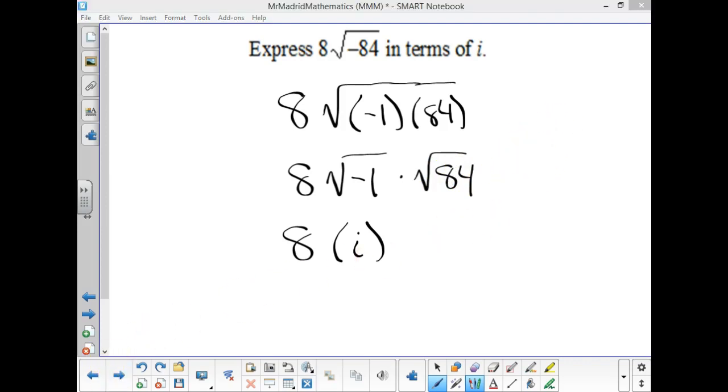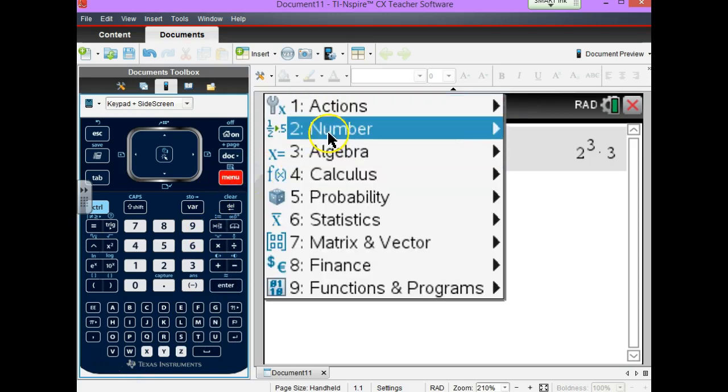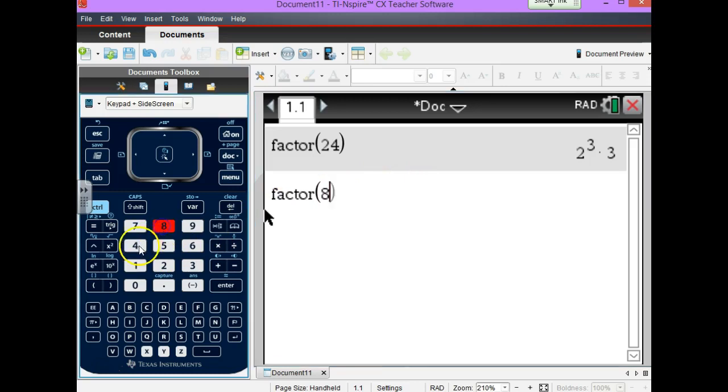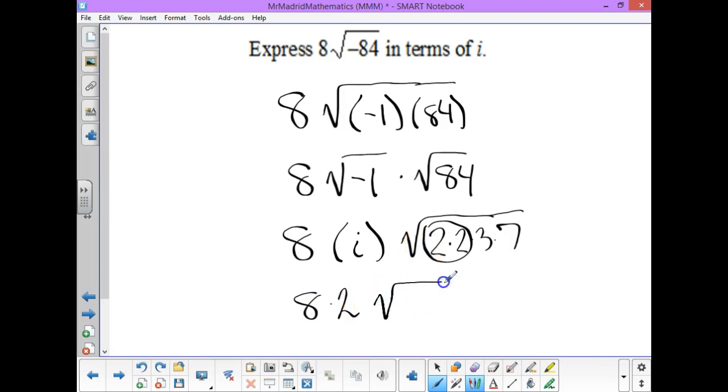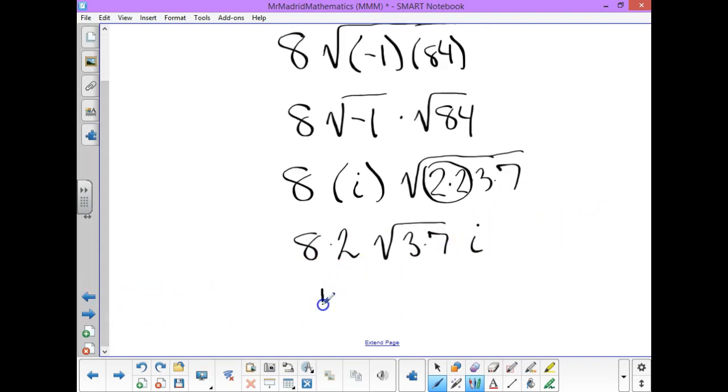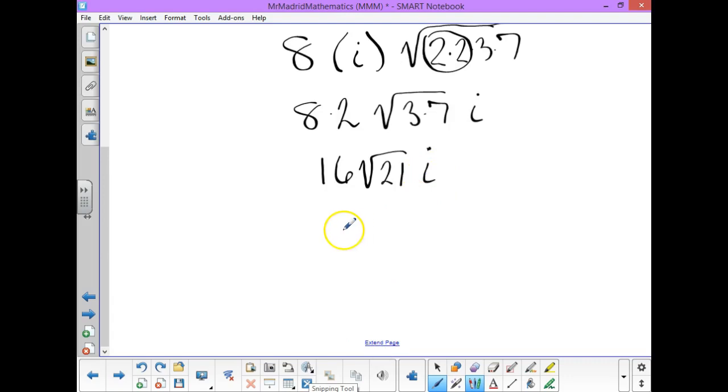Let's actually use the calculator here as a refresher. So menu, number, factor, 84. And I got 2, 2, 3, and 7. So there's that one pair that we've looked at. Now I have 8 times 2, I'm going to leave the 3 and the 7 in there, and the i I'll put back here. So now I have 16 square root of 21 i. Keep in mind that the i can get kind of lost back there, so it's good practice to put the i up front, just like that. Alright, let's move on to the next one.